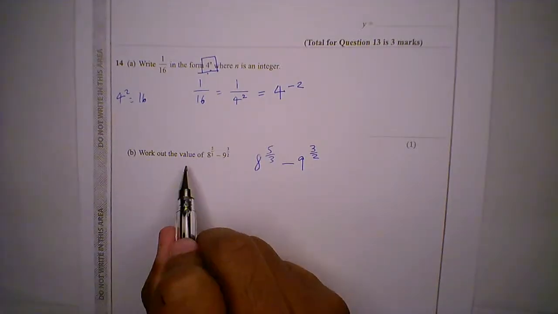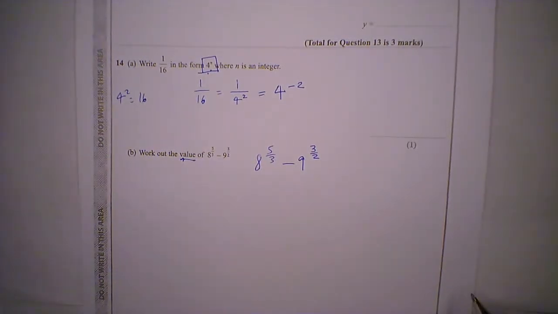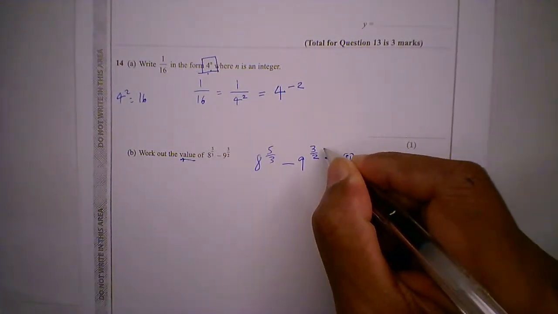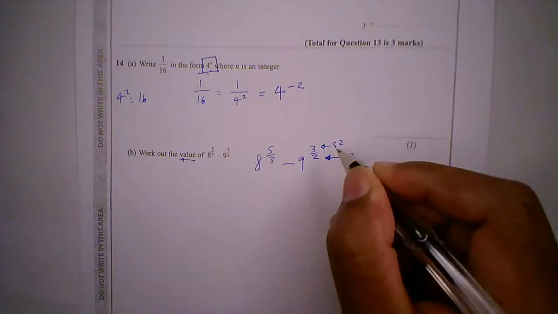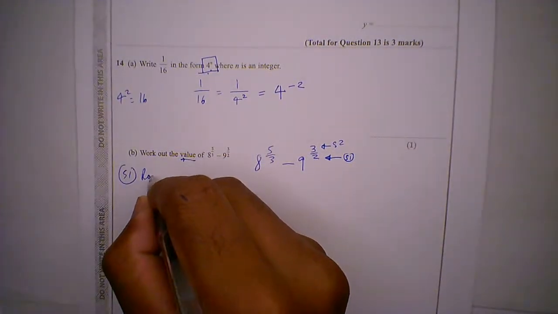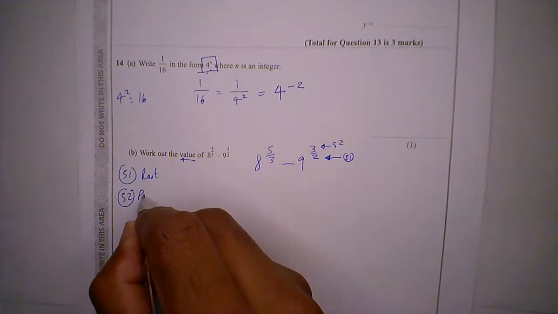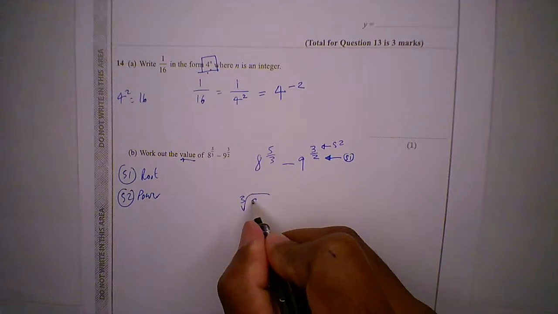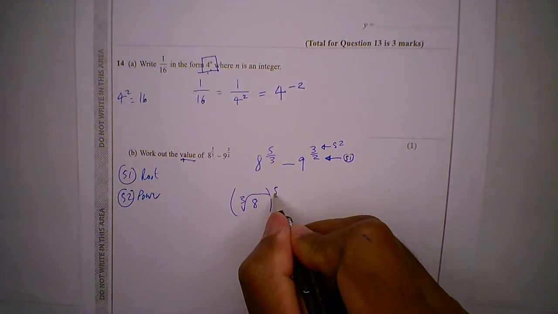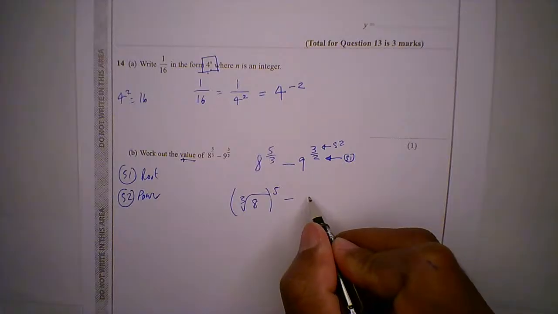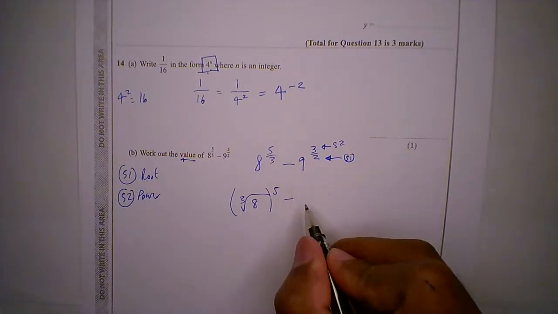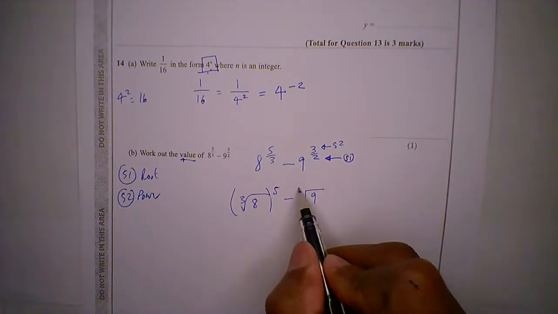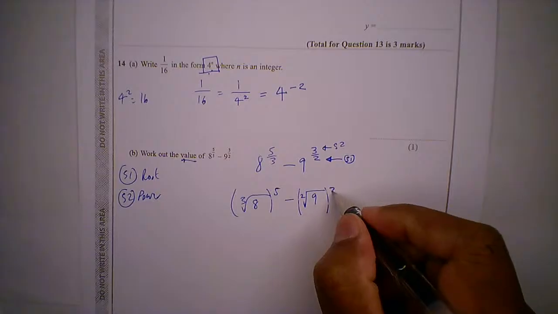Work out part B, the value of 8 to the power 5 over 3. Similar to before, step 1 is our root and step 2 is our power. So with this one, I'm going to have the cube root of 8, and I'm going to raise it to the power 5. And I'm also going to have this one here, 9 to the power 3 over 2: the denominator is 2, so the square root of 9, and then I'm raising it to the power 3.